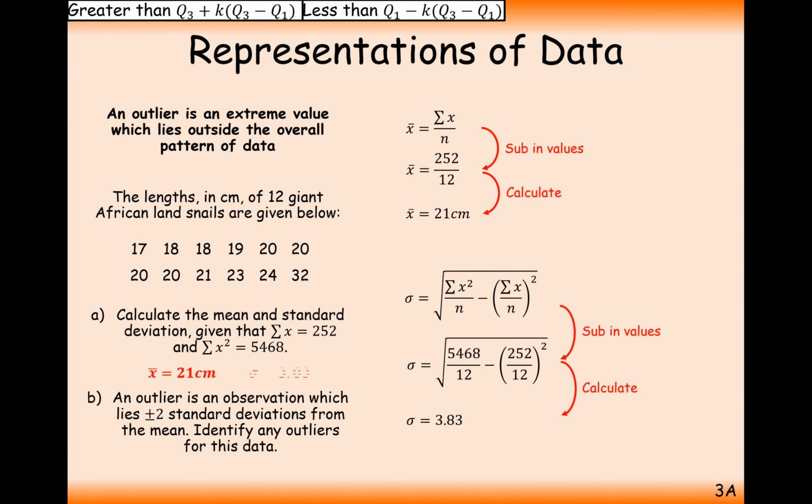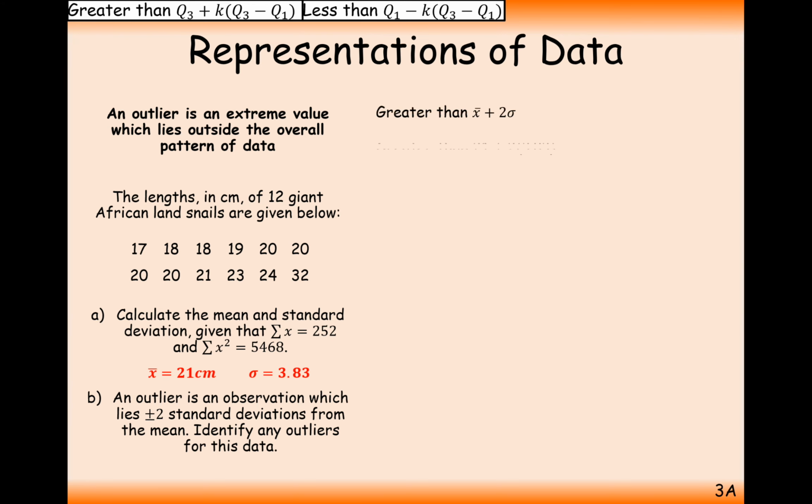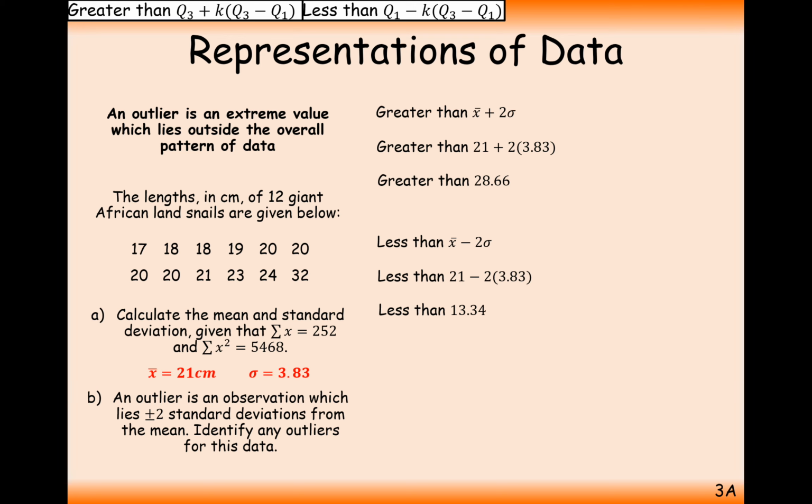Okay, so what we'll have to do now is work out the critical values at which we would define our outliers. So if it's greater than 21 plus 2 lots of the standard deviation, 28.66. So if any data is bigger than that, then it will be an outlier, or if it's less than 13.34, then it will be an outlier as well. And now looking at our data set here, we have one outlier, that's the 32 centimetre value of the giant African land snails.